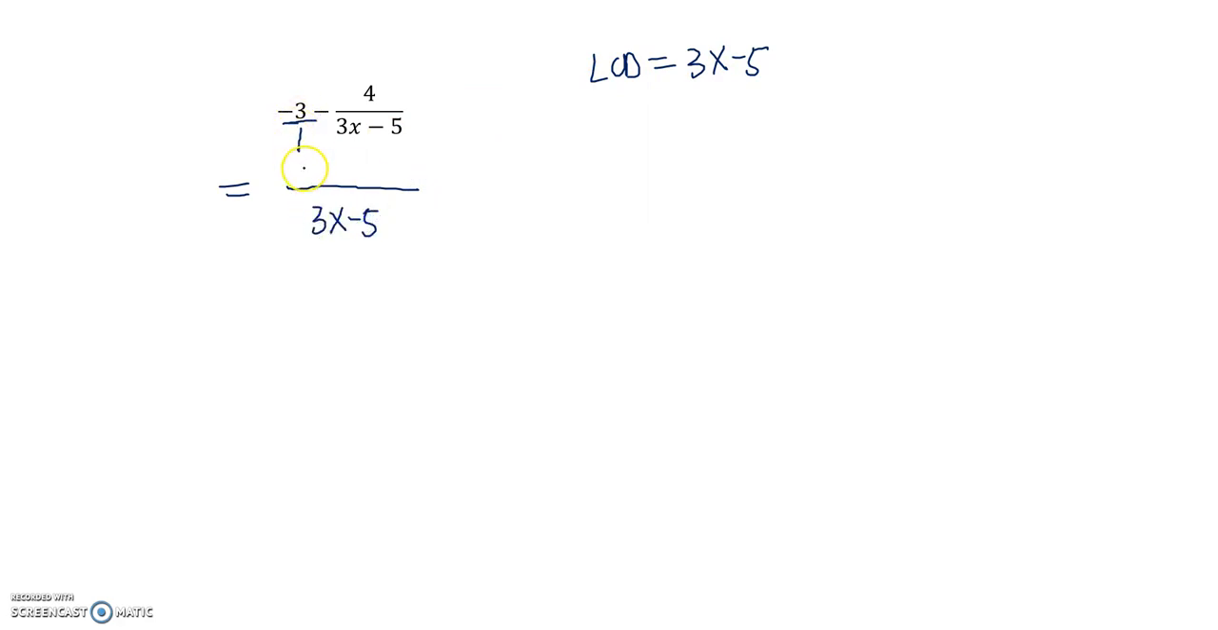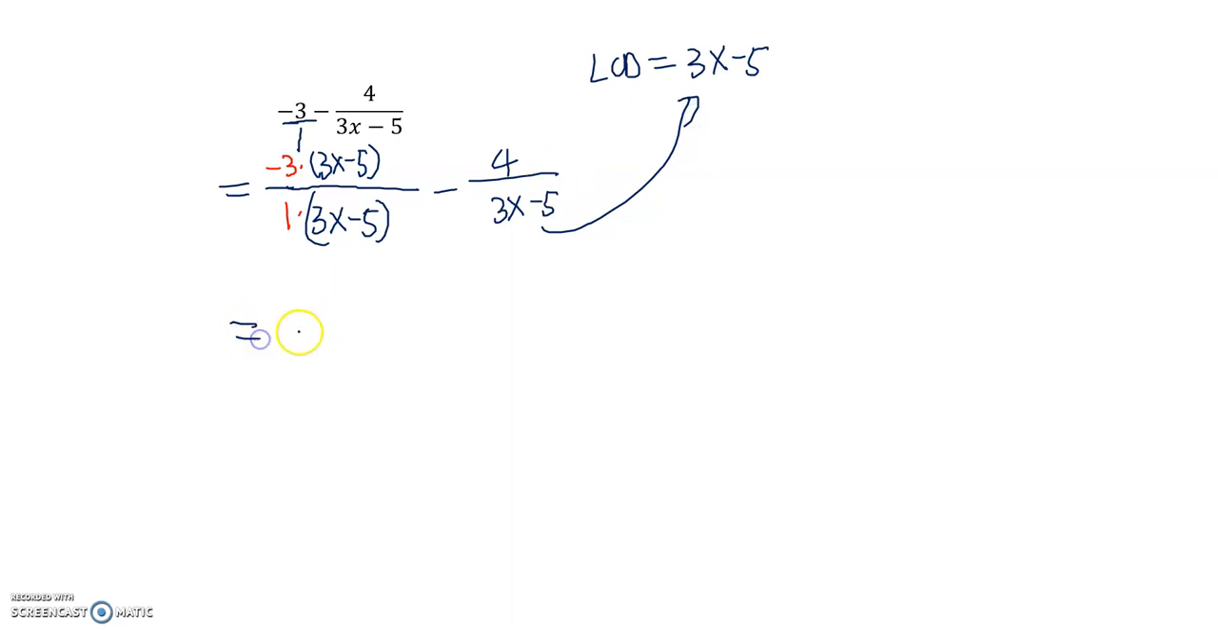Now, in order to do that, the first one, let me copy it down one more time. So the first fraction was negative 3 over 1. We multiply both top and the bottom by 3x minus 5. Okay. Now the second one is already 3x minus 5. There's nothing to do because it's already the same as the least common denominator. Just copy it. Now we can do the final step.